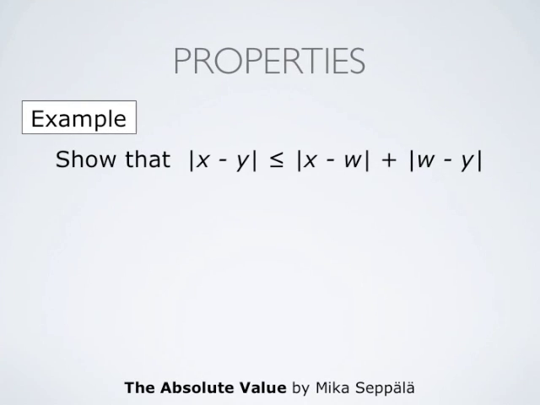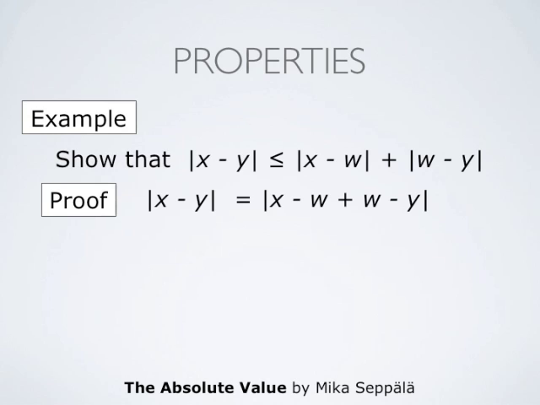As an example of the use of the triangle inequality, let us show that for all numbers x, y, and w, the absolute value of x minus y is always at most the absolute value of x minus w plus the absolute value of w minus y. How does this follow from the triangle inequality? We first observe that x minus y is x minus w plus w minus y. Here we have simply subtracted w and added w. This means that we have not changed anything.